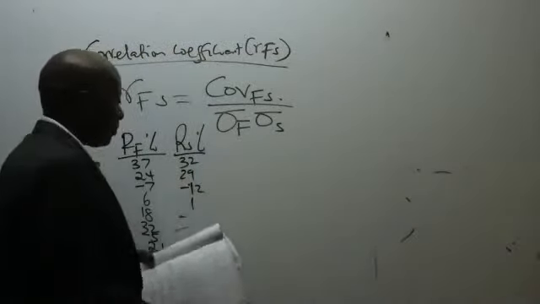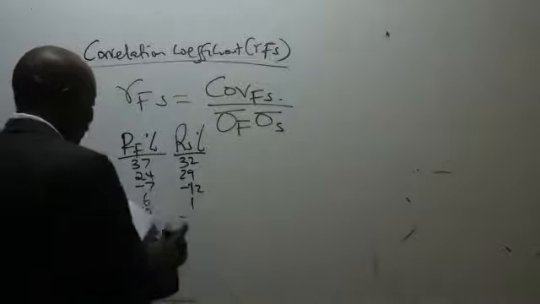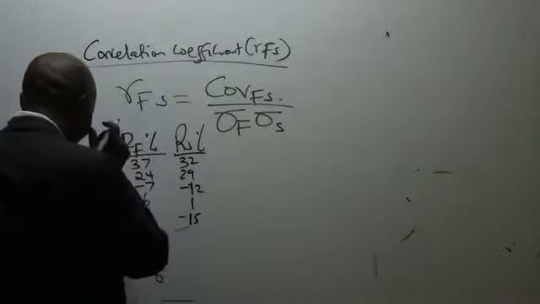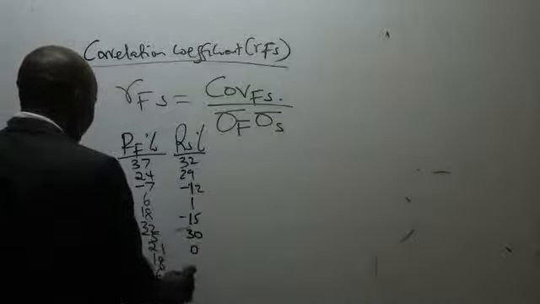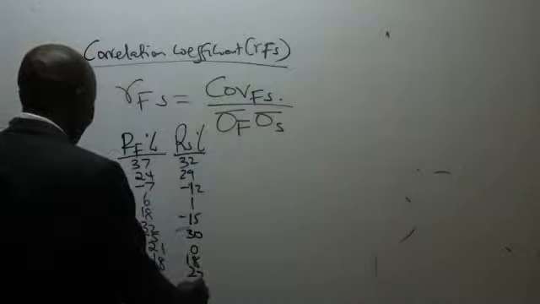Okay, so where are we? So we have -12, 1, 15, 30, 0, 18, 27, and then 10.